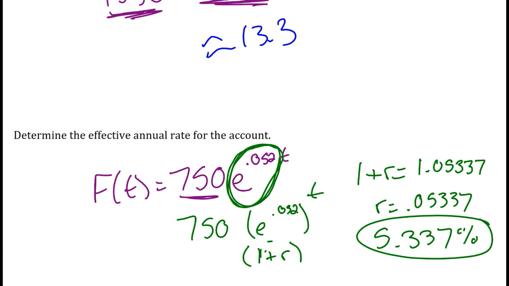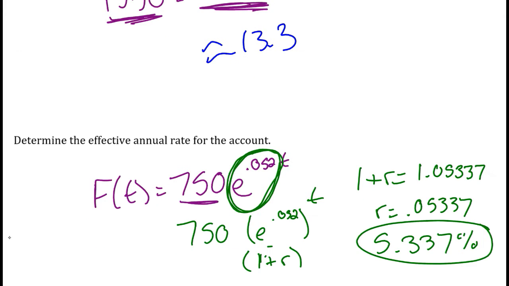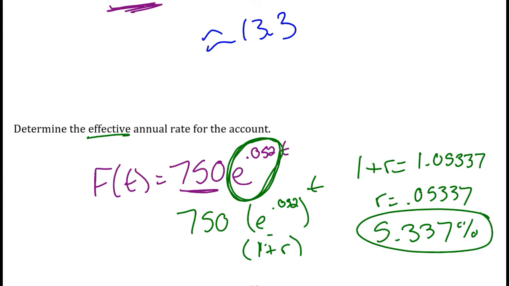What's the actual percentage? 5.337%-ish. Notice that that's actually larger than the 5.2% that we started with. The effective rate, because we're compounding continuously, is 5.337%. If I did 5.337% compounding annually, that would give me the same effect as compounding continuously at 5.2%. So it's just using that power of a power rule to figure out that e to the 0.052 tells me the effective rate.